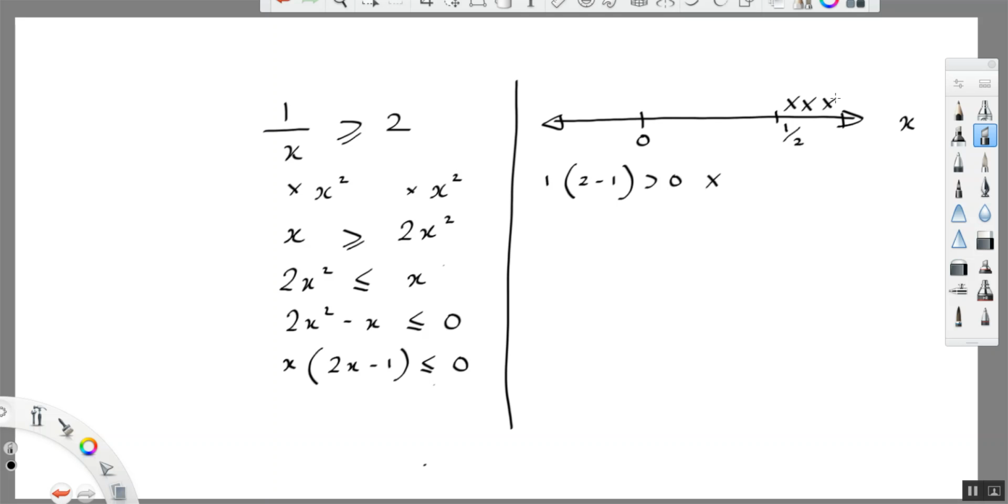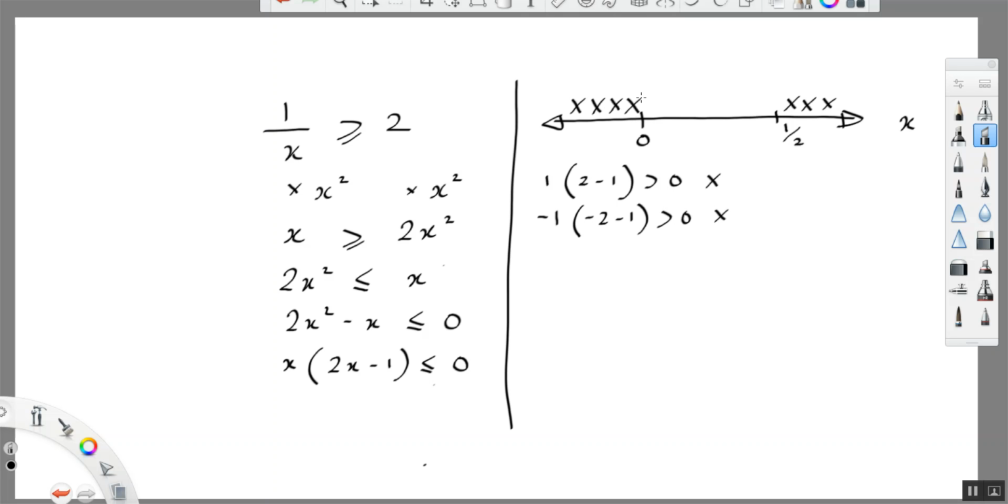Let's test the other region down the other end, less than 0. I'll put in minus 1, and I'll get minus 1 times (2 times minus 1 minus 1). That gives me minus 1 times minus 3, which is positive 3. That's greater than 0, so again that's no good. Everything to the left of 0 doesn't work.